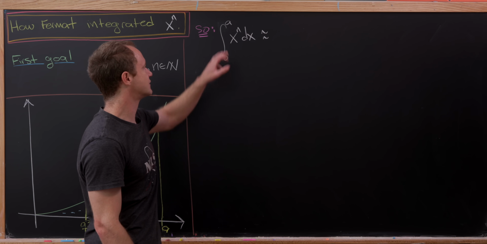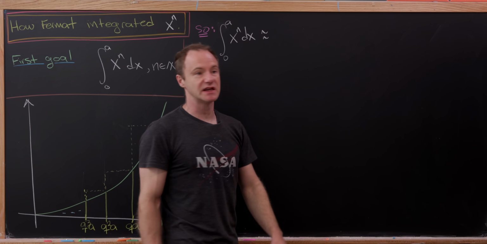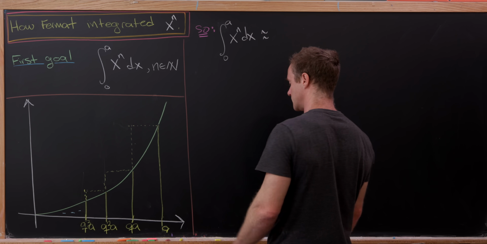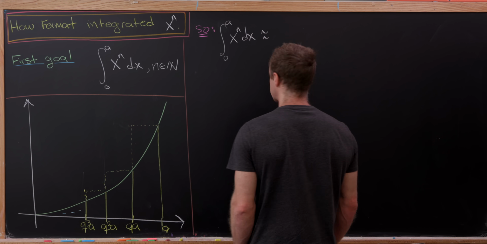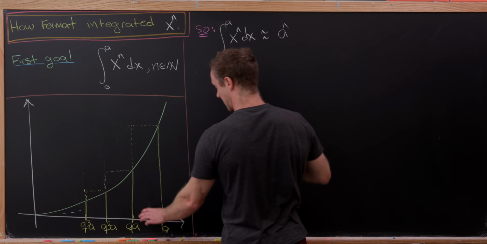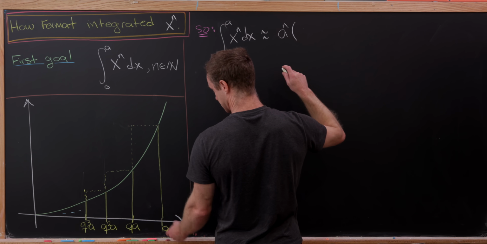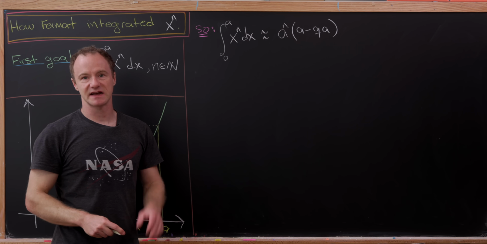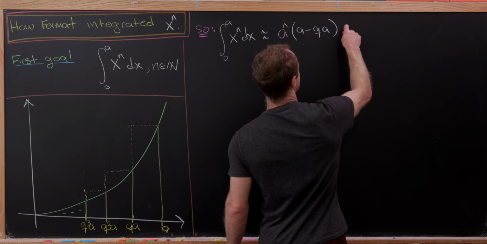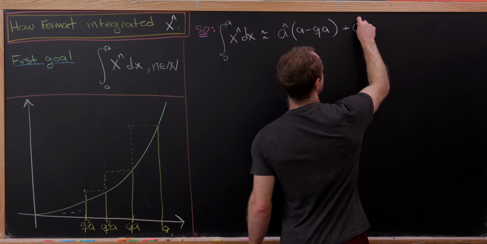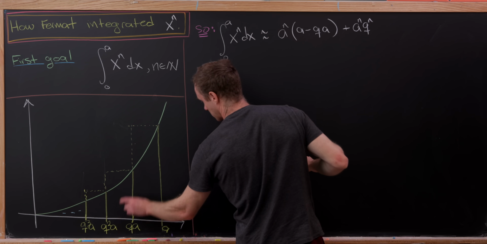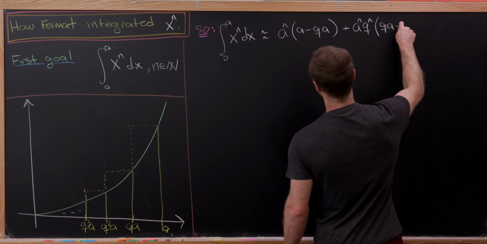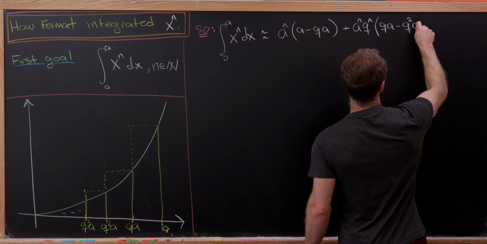So we've got this integral from 0 to a of x to the n, which will be approximately equal to the sum of the area of these rectangles, where we're taking q to be smaller than 1, but maybe close to 1. Like we said before, the area of this first rectangle will be a to the n, that's the height, times a minus q times a, that's the width. So that's our first rectangle. And then our second rectangle will have height a to the n times q to the n, because notice that brings us way up here, and it'll have width of q times a minus q squared times a.